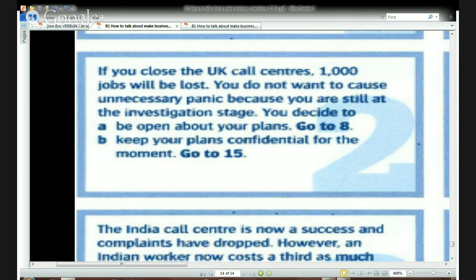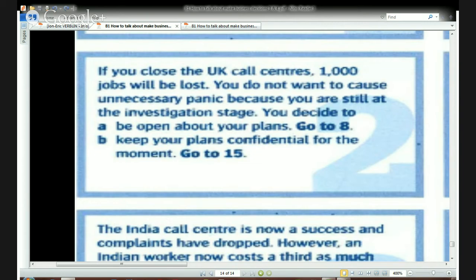Business is absolutely risky. And Monica, do you think that if we're open about our plans, it'll cause a huge panic? So we better do what Anton is suggesting, or do you disagree, Monica? I think if we were open about our plans, the panic would come. But if we kept our plans confidential, I think the panic would come later. It will come, but just later.